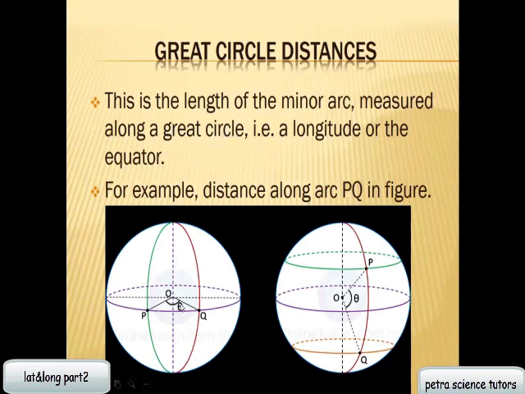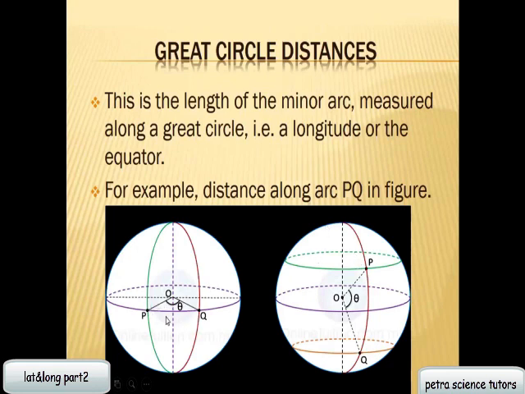For example, in the diagram, you have a distance along PQ. Say you are traveling from point P to Q. You are traveling along that equator line. Or it could also be along a longitude. From our definition, point P to point Q is traveling along this longitude. So that's what we call a great circle distance.